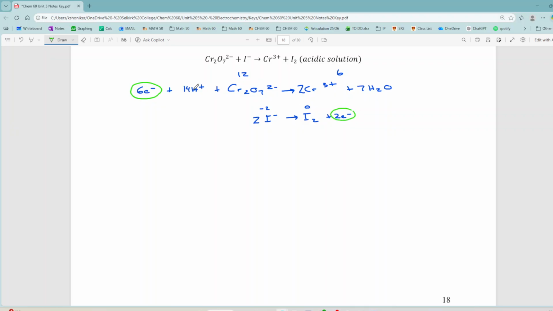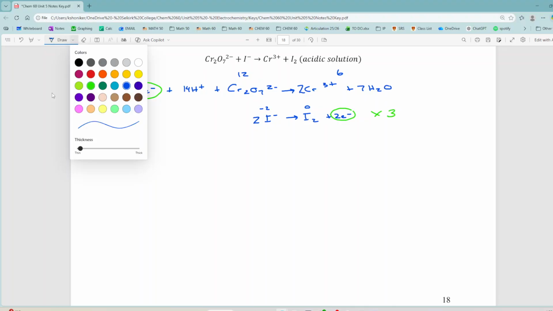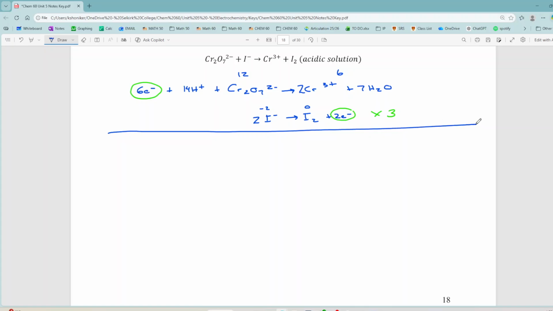So this one needs to be reduced with 6 electrons, so this one is only oxidizing and giving off 2. So I'm just going to take this bottom reaction and multiply it by 3. So now I have 6 electrons on the left, 14 hydrogens, and the 2 dichromates, forming 2 chromate ions and 7 waters.